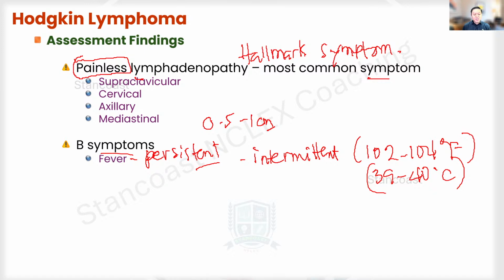Now, the patient will also complain about night sweats. Basically, they're going to end up with profuse sweating at night, and they're going to end up soaking through their clothes, or let's say bedding. And they're also going to manifest some weight loss, and this is unintentional weight loss.